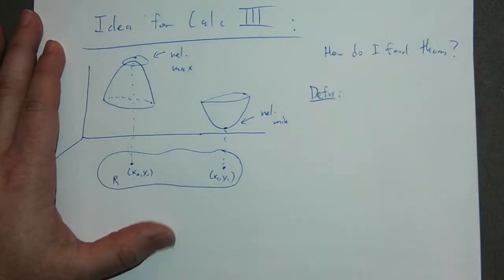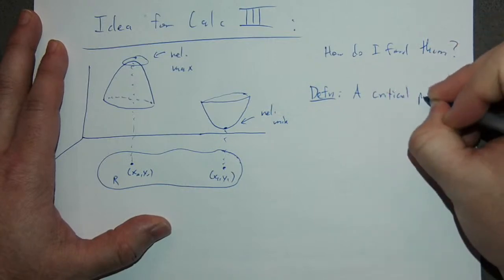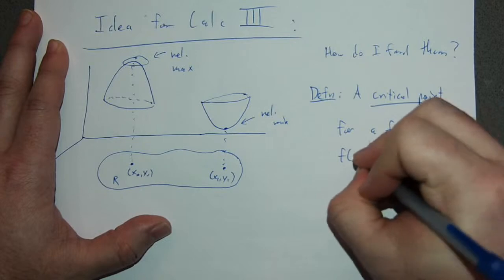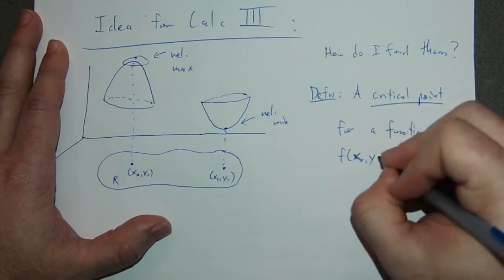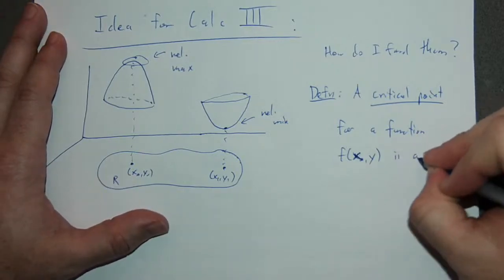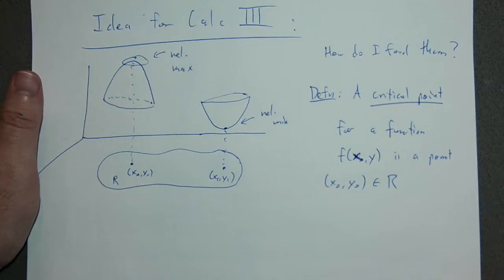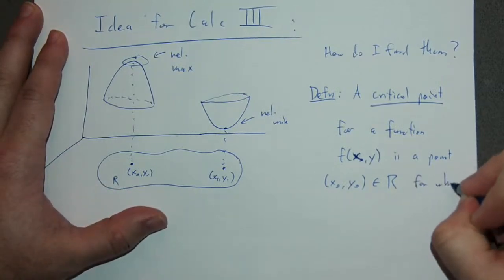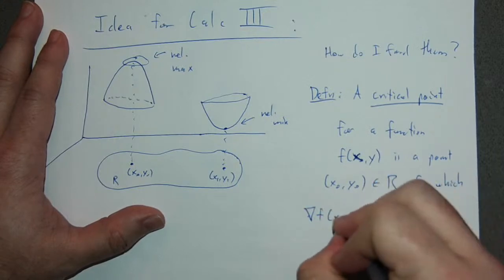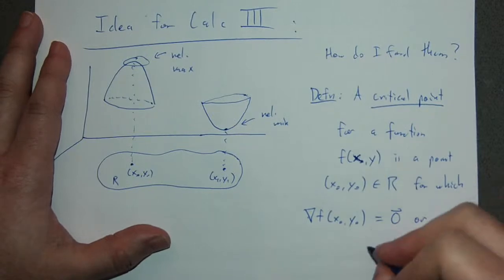So, definition. I will say that a critical point for a function f of x, let me call it f of x, y, is a point (x naught, y naught) in R, that is the domain of f, for which the gradient of f at (x naught, y naught) is equal to the 0 vector, or is undefined.